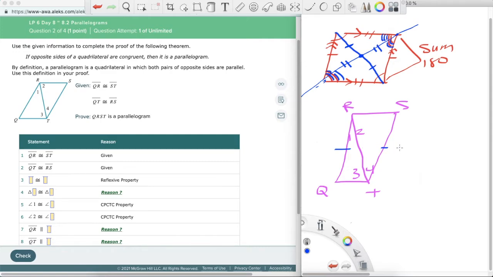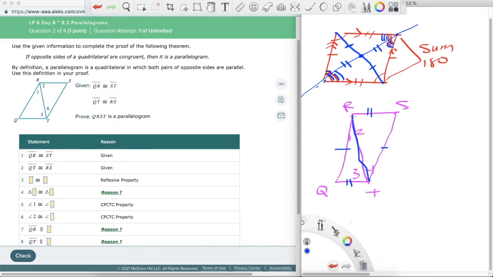And then I'm also given that QT is congruent to RS. So that makes sense because it told us if opposite sides of a quadrilateral are congruent. That's what we're starting with. So those were our two givens, and they already put them in our proof for us. The second part is the reflexive property. So with this one, since they're using reflexive, I already kind of know what they're telling me to do, is we have this line here in between, and I know I'm not very good at drawing that guy, but they do share it if we're looking at just the triangles here.